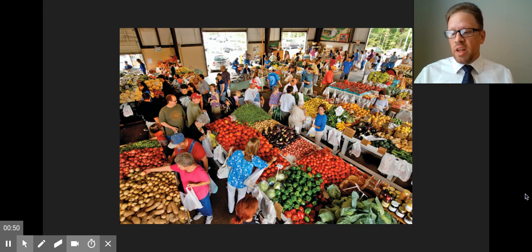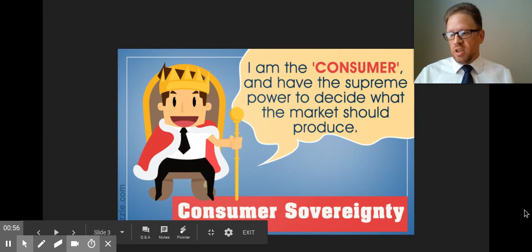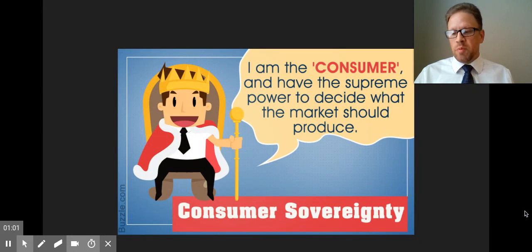Some economists claim that what is available in a marketplace is actually determined by consumer sovereignty. Now, consumer sovereignty is the idea that consumers ultimately determine what is produced in a market economy, essentially claiming that if consumers do not want an item, producers will not produce that item.